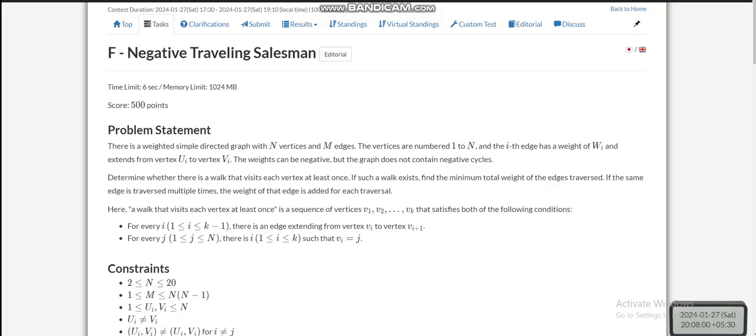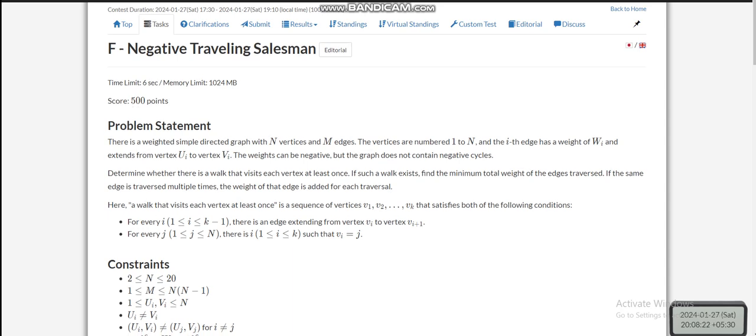The problem is nothing but a variation of the traveling salesman problem. We are given a weighted simple directed graph with n vertices and m edges, where the vertices are numbered from 1 to n. The ith edge has a weight of wi and extends from ui to vi. We have to find the traveling salesman path of minimum weight, but here the condition is that the weight could be negative.